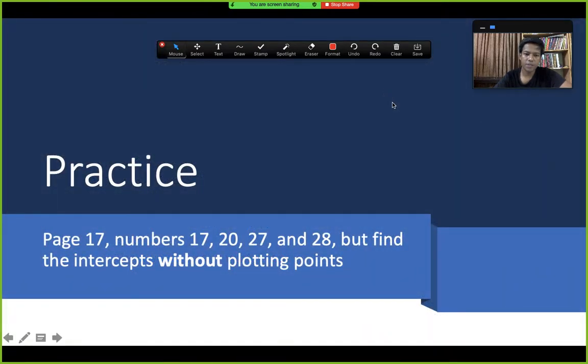These are the practice maths. Finding the intercepts without plotting. We'll try to solve some maths from here in the class, during the class time.